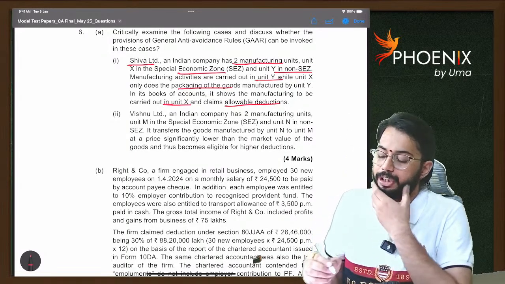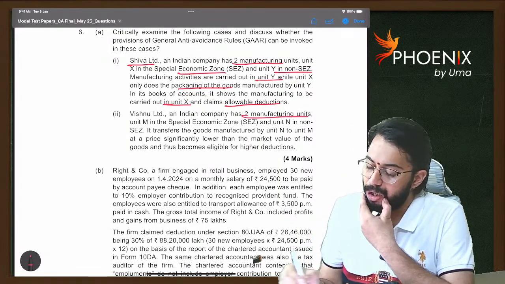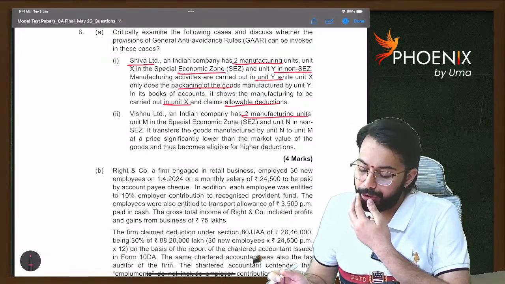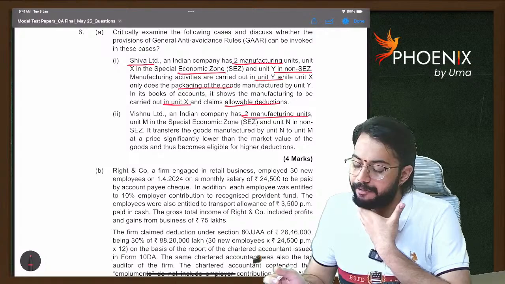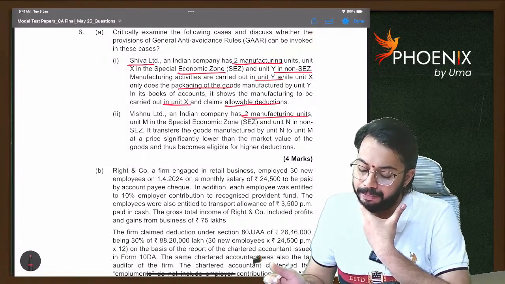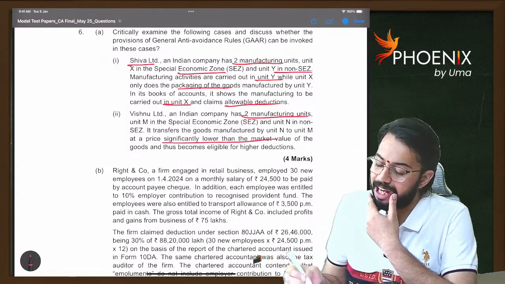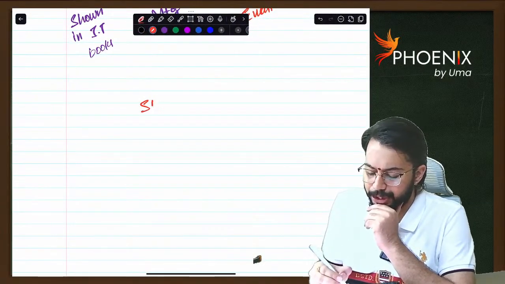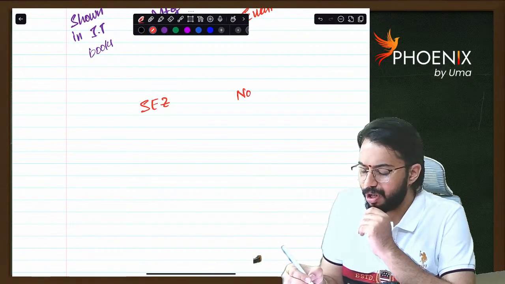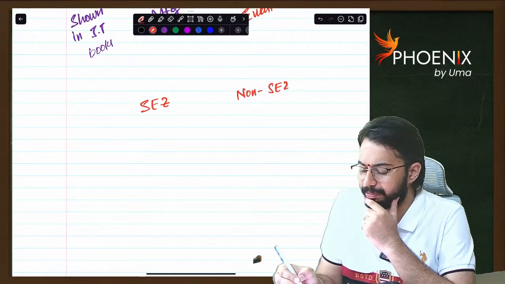Next. Vishnu Limited, an Indian company, has two manufacturing units, Unit M in SEZ, Unit N in non-special economic zone. It transfers goods manufactured by Unit N to Unit M at a price significantly lower than market value. So, SEZ unit is there, non-SEZ unit is there.